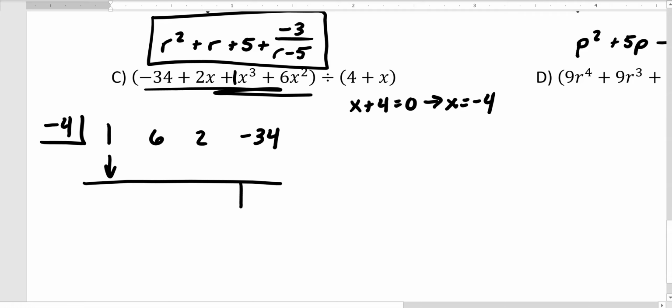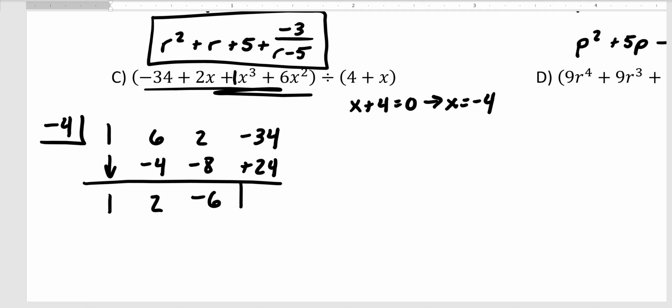Drop my first one, so I have 1 here. Negative 4 times 1 is negative 4. 6 minus 4 is 2. Negative 4 times 2 is negative 8. 2 minus 8 is negative 6. Negative 4 times negative 6 is positive 24. Negative 34 plus 24 is negative 10. So my quotient, remember 1 degree less, is x squared plus 2x minus 6 plus negative 10 over x plus 4. So cool.